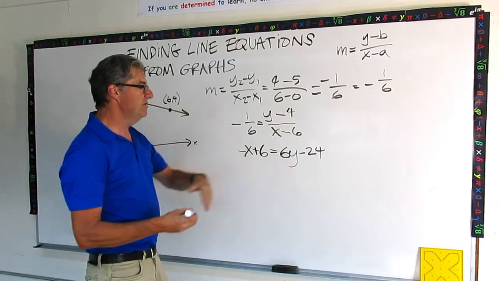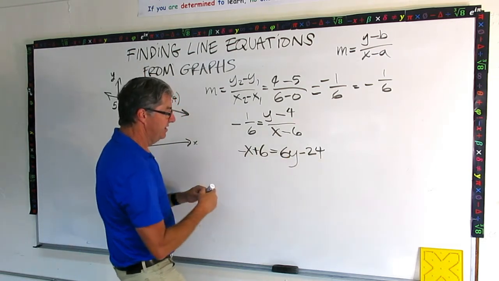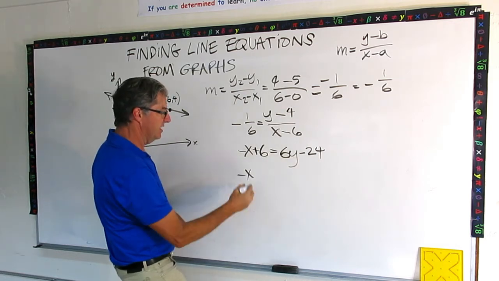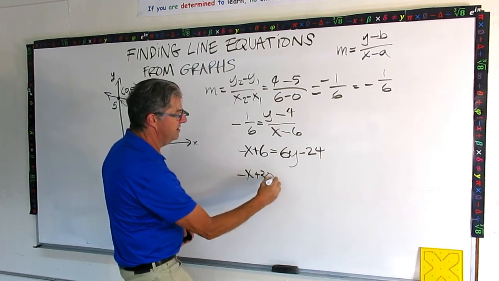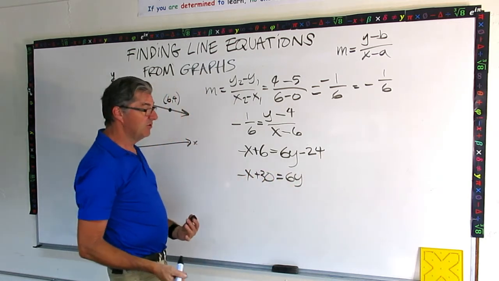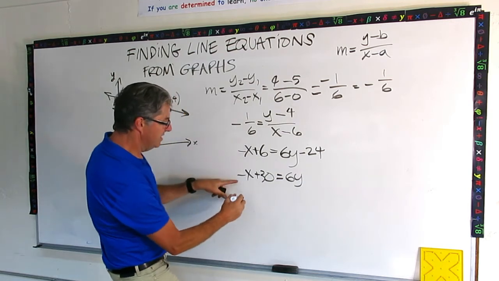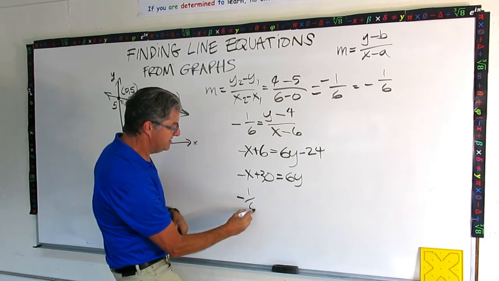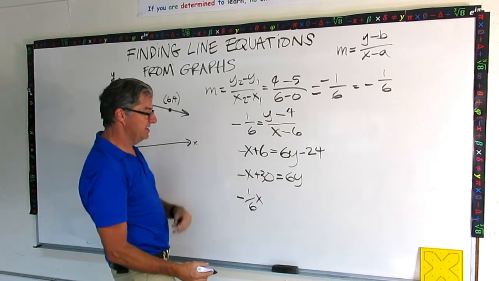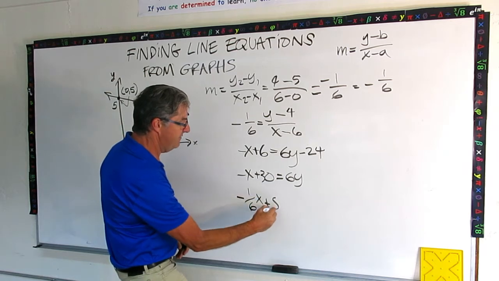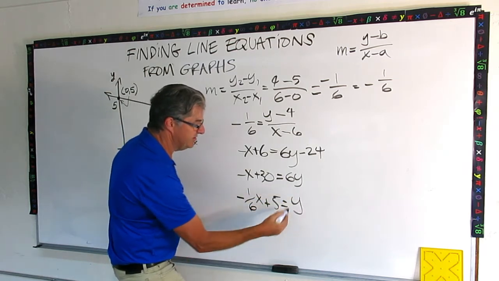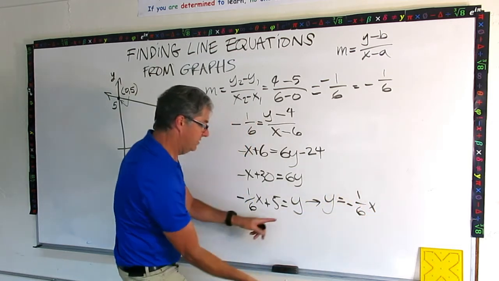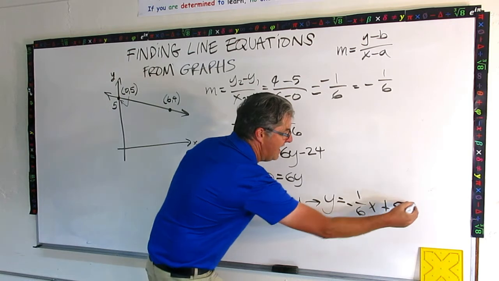So we need to get y alone. I'm going to add 24 to both sides. So now I have minus x, and adding 24 to 6 is going to give me 30. Plus 30 equals 6y. Divide through by 6. So that's going to give me, I have a negative 1, so this becomes negative 1/6 x, because I'm dividing by that 6. 30 divided by 6 is 5. And of course 6y divided by 6 is just y. So now our equation is y equals negative 1/6 x plus 5.